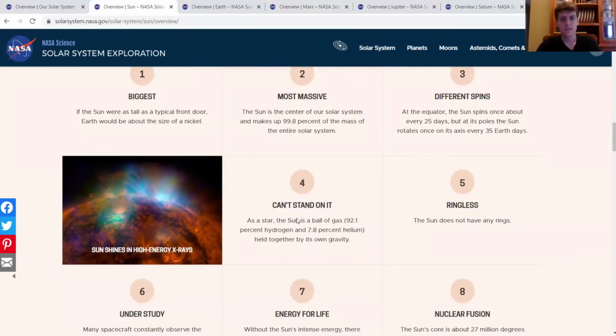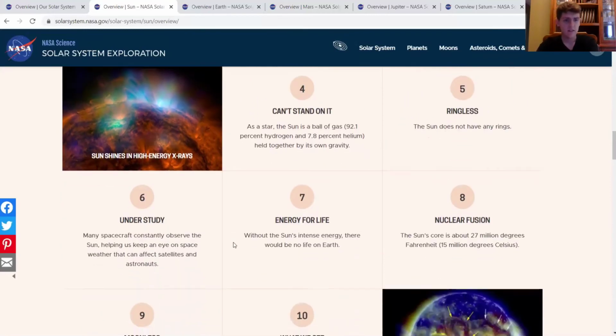As a star, the sun is a ball of gas, which is about 92.1% hydrogen and 7.8% helium, held together by its own gravity. The sun does not have any, so it is still under study.